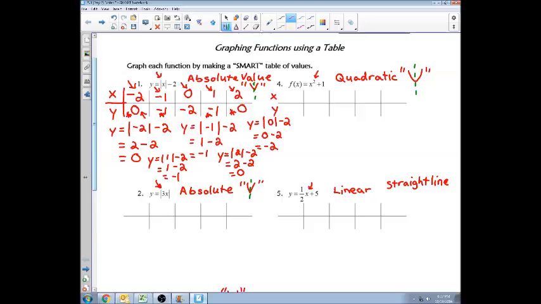Remember, I want to use a smart graph or a smart table of values. In order to use a smart table of values, again, I'm going to put 0 in the center, 1 to the right, 2 to the right, negative 1 to the left, negative 2 to the left. Okay?